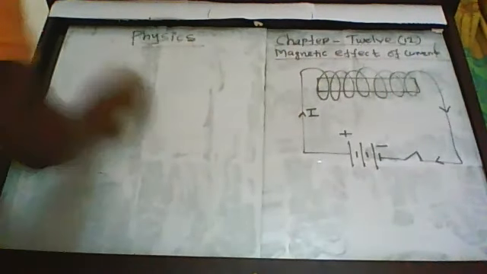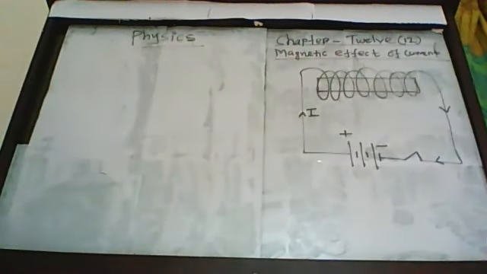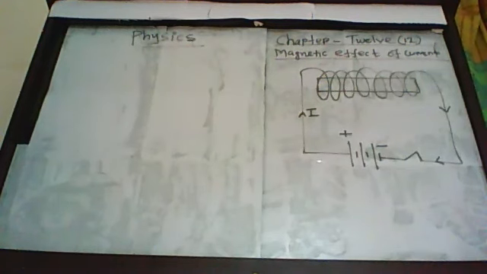I'm going to introduce to you an experiment that was executed by scientist Oersted. This is known as Oersted's experiment. This experiment indicates that when electricity passes through an electrical wire, because of this electricity, this wire behaves like a magnet. And this is called the magnetic effect of current. This is called what? Magnetic effect of current.